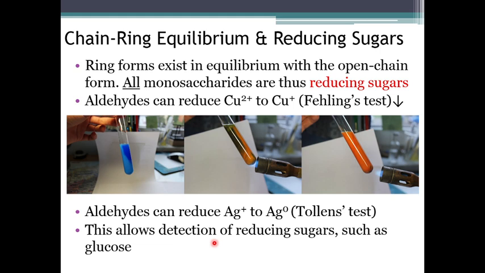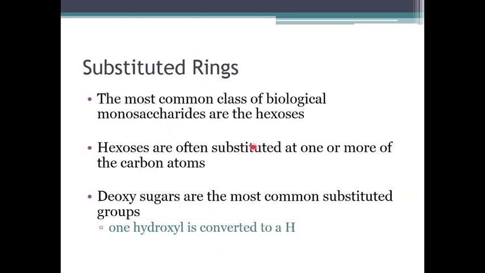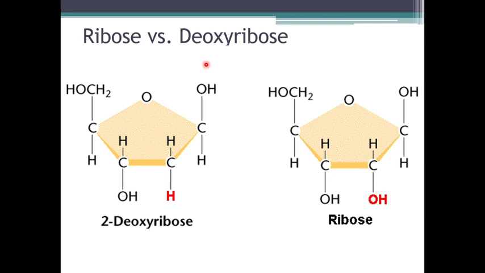The most common class of biological monosaccharides are the hexoses. Hexoses are often substituted at one or more of the carbon atoms. Deoxy sugars are the most common substituted groups, where one hydroxyl is converted to a hydrogen. So what are deoxy sugars? For example, ribose versus deoxyribose. 2-deoxyribose is a part of DNA, or deoxyribonucleic acid, whereas ribose is a part of RNA, or ribonucleic acid.